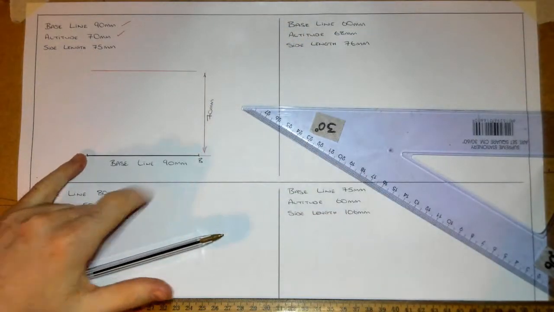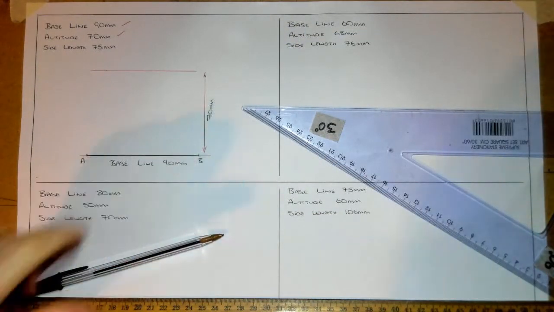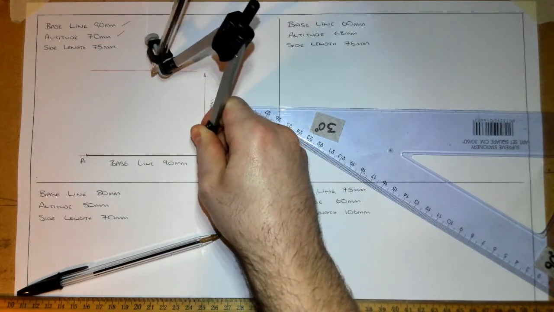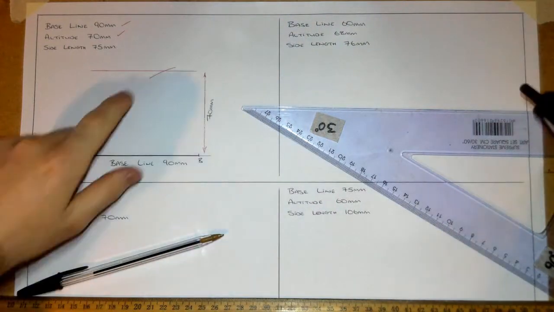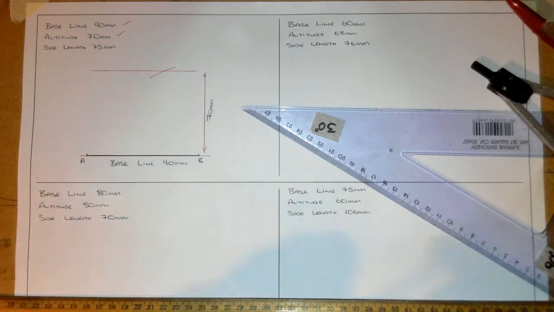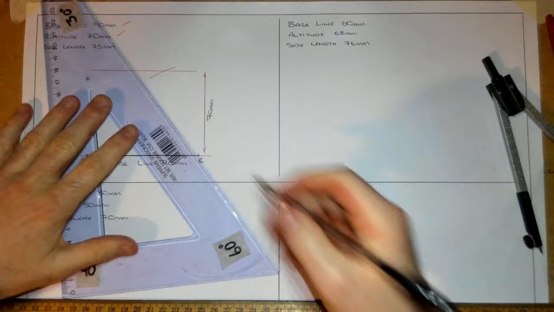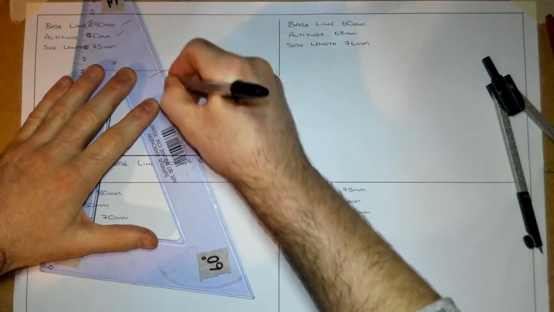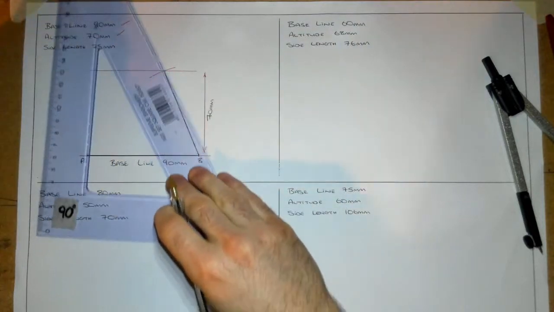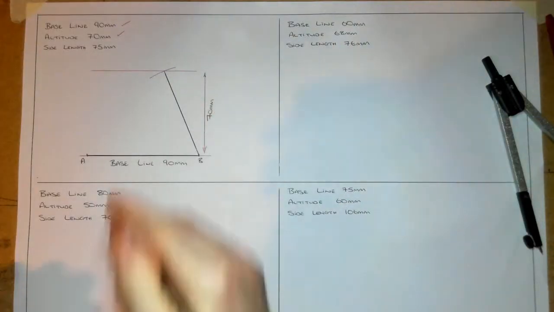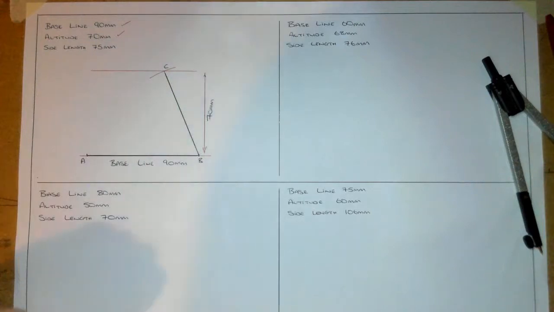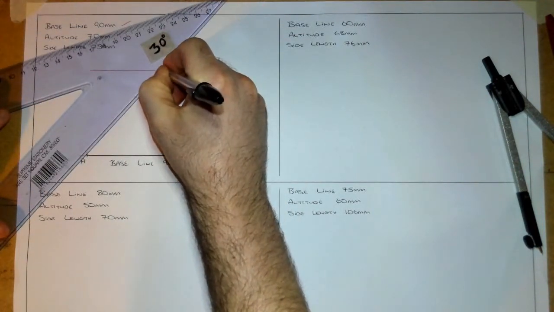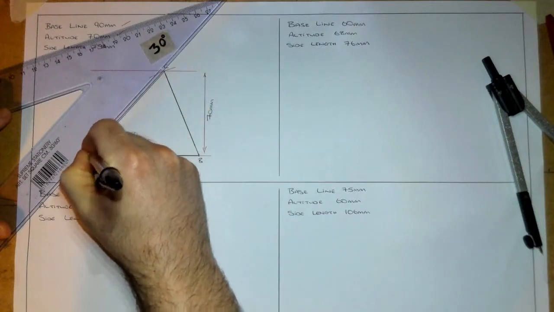Then from either A or B, it doesn't matter, I'm going to swing an arc. I'm going to do it from B in this case. So from B, I'm going to swing an arc, and that arc is 75 millimeters away from B. Therefore, where it cuts the altitude height line, I have a line that is 75 millimeters long. That has helped me locate C. Having found C, I can now connect C back to A. Nice and easy, guys.